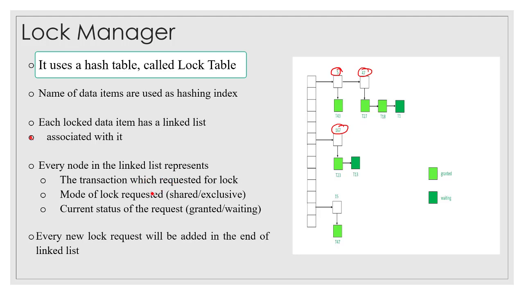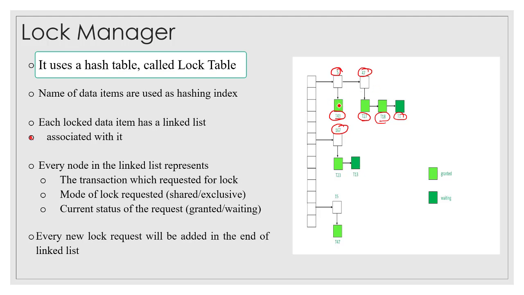Every node in the linked list represents a transaction which requested a lock. So here we can see that T43 has requested the lock on data item 5. Similarly, T27 has requested the lock on data item 47, and T18 and T1 have requested locks on data item 47. The mode of the lock requested will be either shared or exclusive. In this diagram the mode of the lock has not been mentioned.